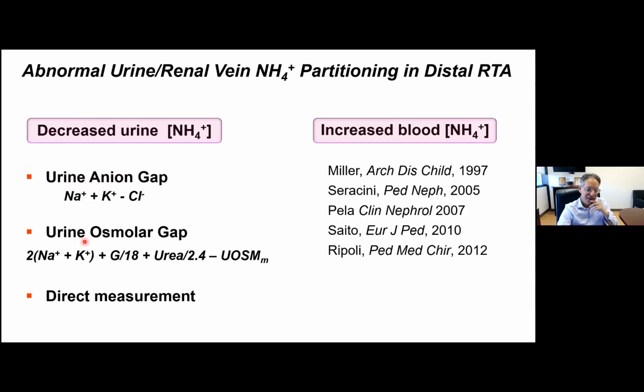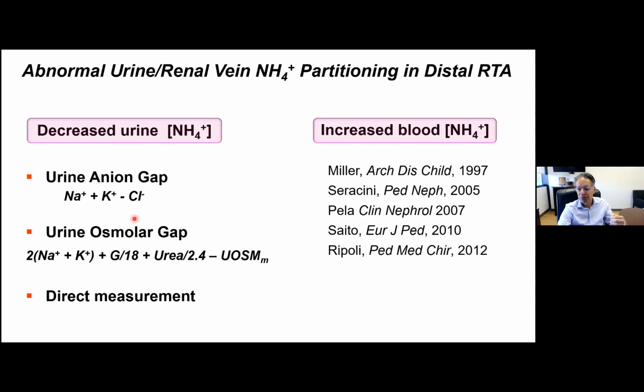Another way is to measure the so-called urine osmolal gap, which you calculate by taking 2 times the urine sodium plus potassium, plus the glucose in the urine over 18, plus the urea in the urine divided by 2.4, and you subtract from that the measured osmolality, and then you divide that by 2 to get the urine ammonia. That's a little more accurate, but the best way is to measure it directly. The problem is it's a nightmare trying to get the clinical lab to measure the ammonia in the urine in most hospitals, and it's hard to believe in 2021 that's still a big issue. So it's hard to get.